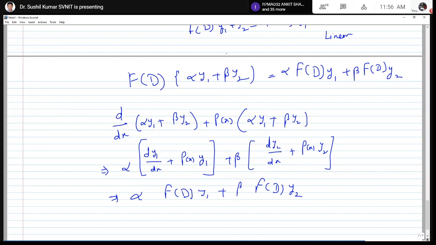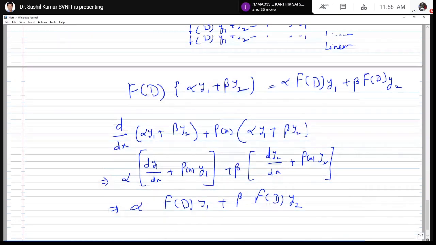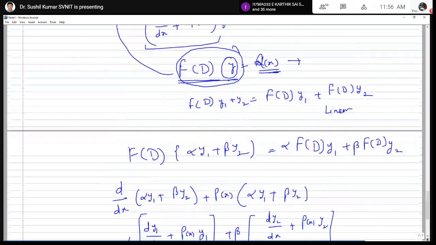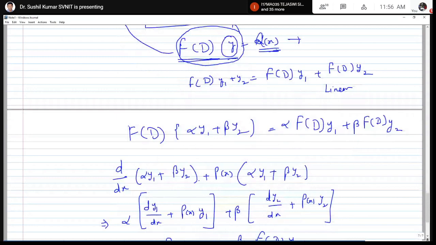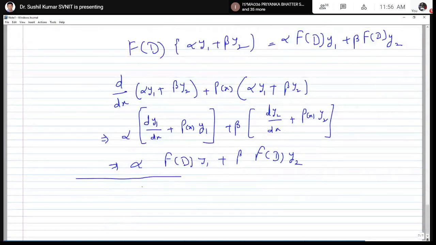So here, one thing is your equation should be in this form. If you can write the equation in this form, then you can check its linearity. But if you are not able to write down the equation in this form, then you cannot use this method. So before that, let me take one example.